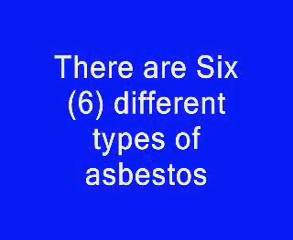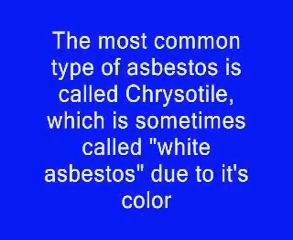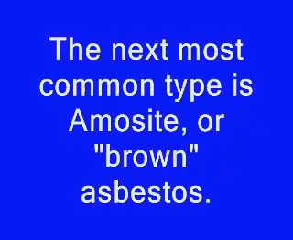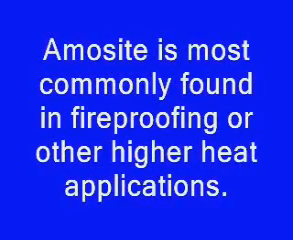There are actually 6 different types of asbestos. The most common type of asbestos is called chrysotile, which is sometimes called white asbestos due to its color. About 90% of the asbestos found in buildings is chrysotile. The next most common type of asbestos is amosite or brown asbestos. Amosite is most commonly found in fireproofing or other higher heat applications.